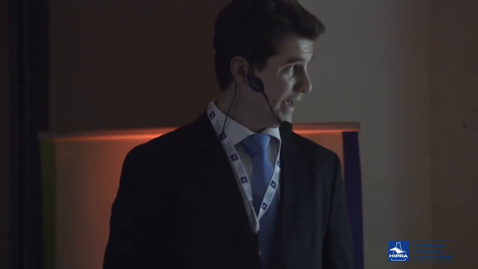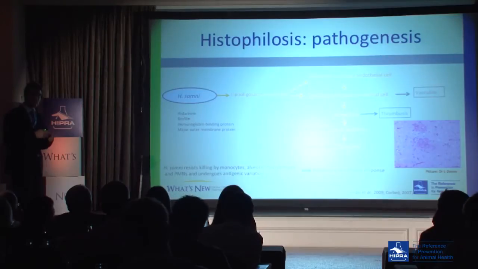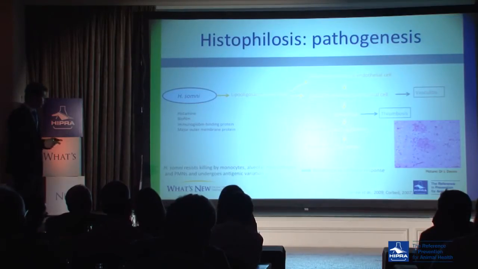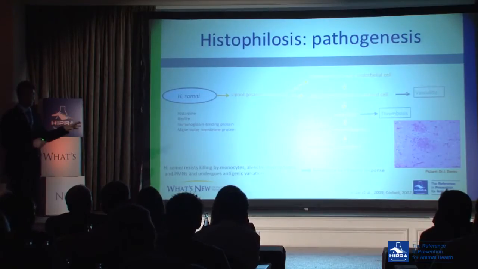It can create biofilm, which will increase its resistance against antibiotic treatment, and it also has the possibility to resist killing by the macrophage, the monocyte, and the PMN, and also undergoes antigenic variation, like mycoplasma, for example, which can enable it to evade the immune defenses pretty well.